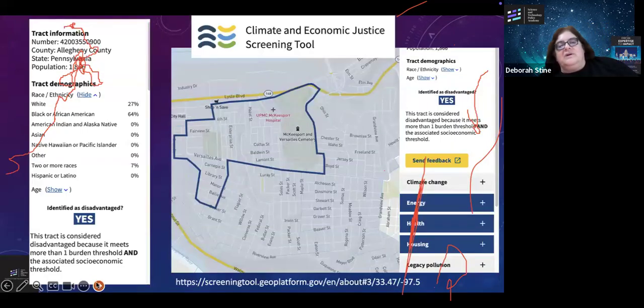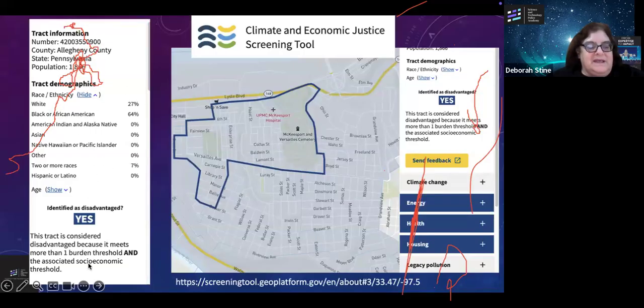Here's an example of another tool. This is one of the federal tools that I'm worried might disappear, but it's a really useful one. It's called the Climate and Economic Justice Screening Tool. There's a lot more information in here than just things that are useful for climate. I picked a part of Pittsburgh that I know is economically challenged. But you can do this: you can type in a zip code of any kind, a street location, and it will give you this information.